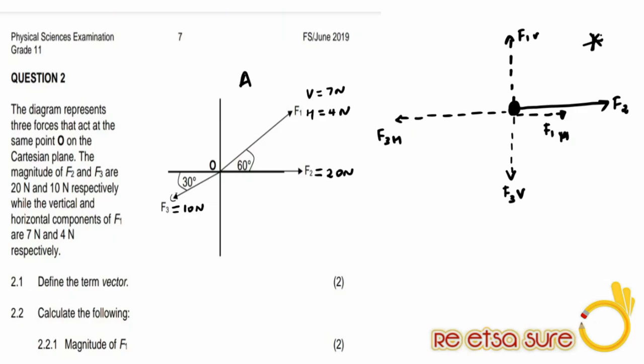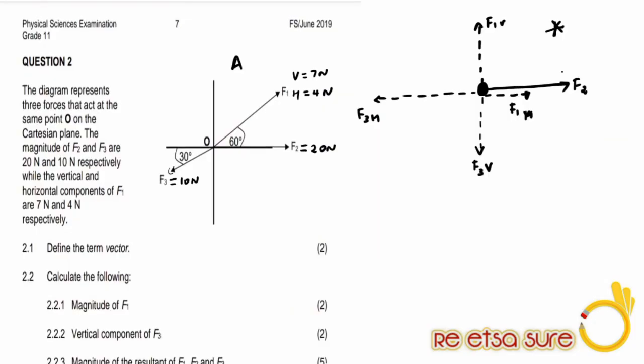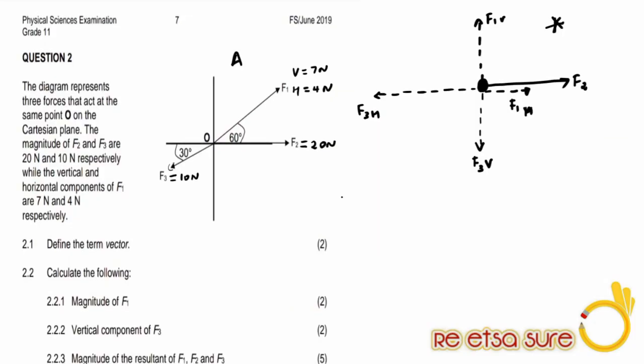The first question that we come across, for 2 marks, which is 2.1, asks us to define the term vector. My beautiful learners, there is a difference between a vector and a resultant vector. When I was talking about a resultant vector in my first video, I said a resultant vector is a single force that has the same effect as 2 or more vectors together. But now the question is, define the term vector.